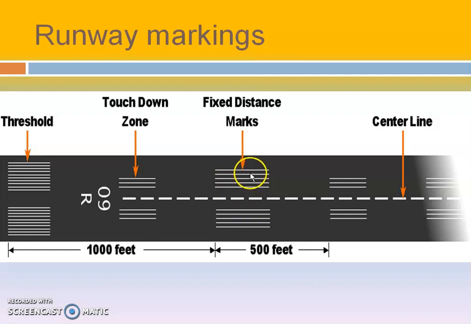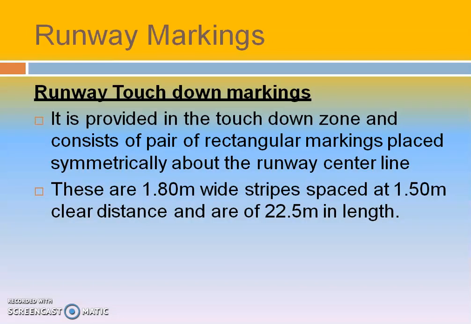And on either side are fixed distance marks, and this one is the center line, what I told you. The distance between the threshold line and the fixed distance marking is around 1000 feet. These numbers, like 927, indicate the direction in which the compass has to be set when the aircraft is about to fly from a particular runway. This is all about the runway marking.